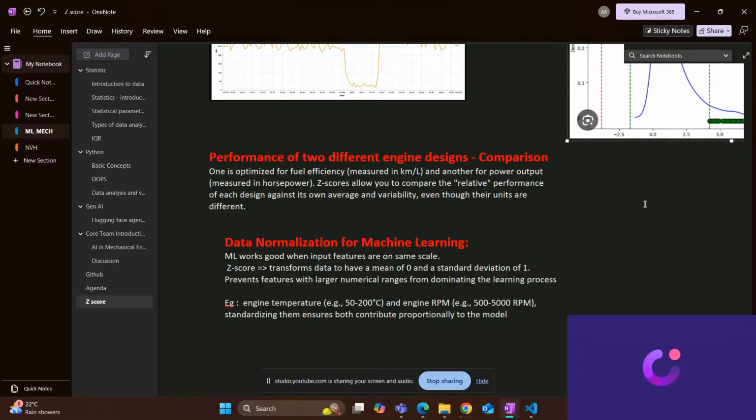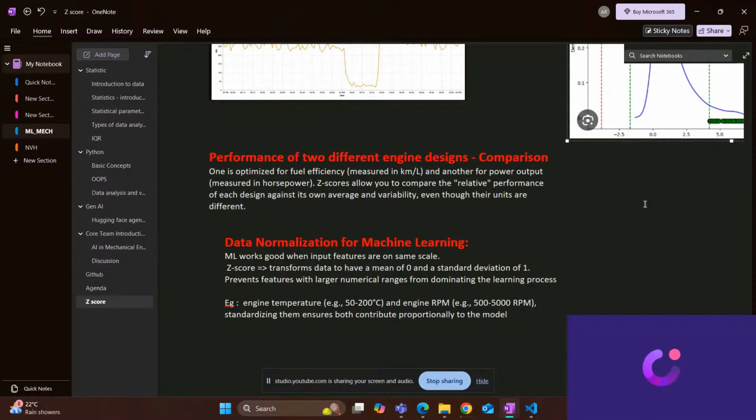For example, if I take the fuel efficiency of different vehicles, we can take the mean as somewhere around 18 or 20. One particular car might be giving a certain fuel efficiency, and another car might be giving some other fuel efficiency. So you can put a Z score for one car and another Z score for the other car. We need to have data sets for all the cars.